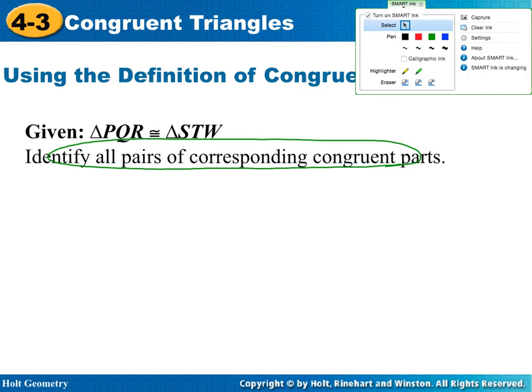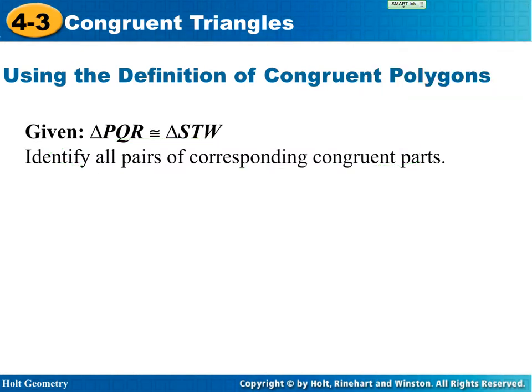Okay, first I want to see if you can give me the corresponding congruent parts. I'm giving you triangle PQR is congruent to triangle STW. Can you list the 6 corresponding congruent parts? The 3 pairs of angles and 3 pairs of sides? Try and use the correct symbols, telling me what is congruent to what.